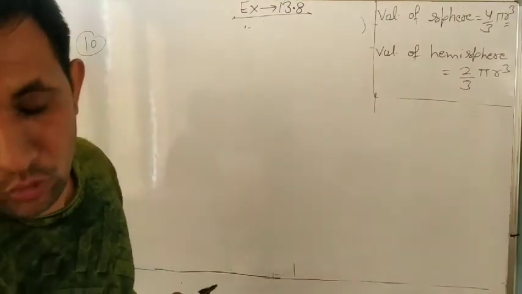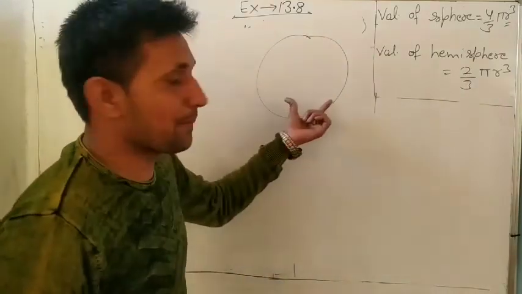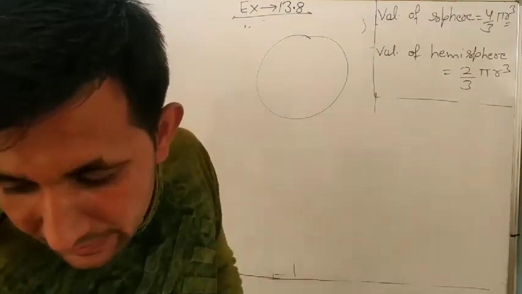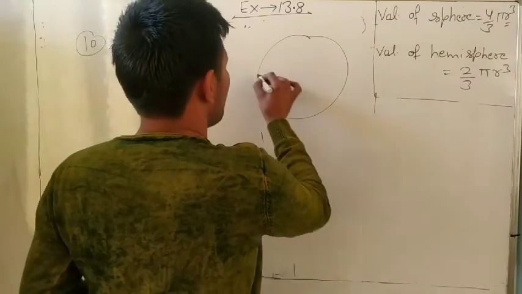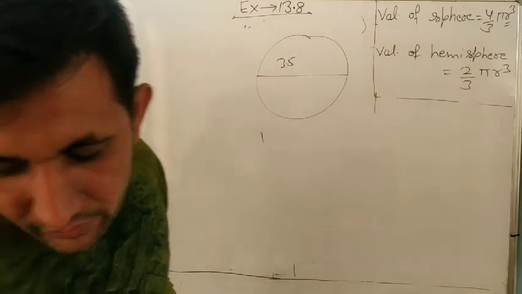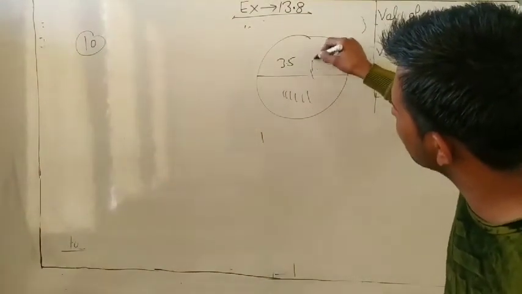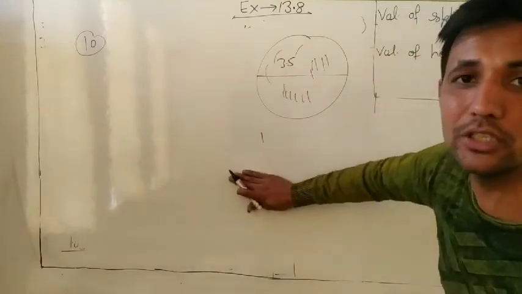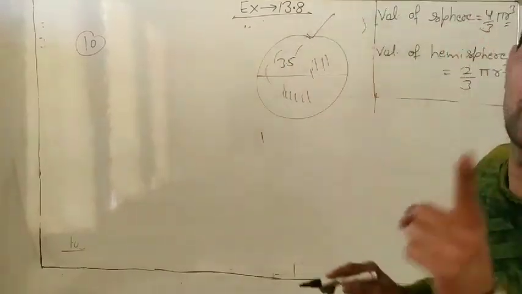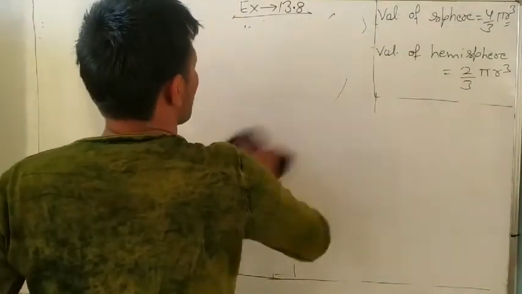In question number 10, a capsule of medicine is in the shape of a sphere, and its diameter is 3.5. How much medicine is needed to fill the capsule? When you put the medicine inside, what are we using? Volume. We have to find the volume of this. So that is the 10th question, and you do this one yourself.